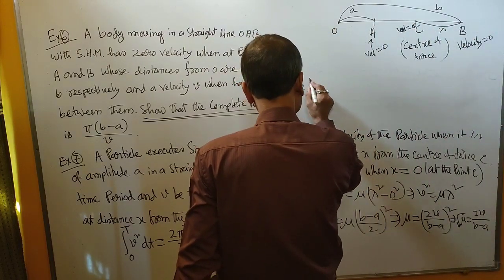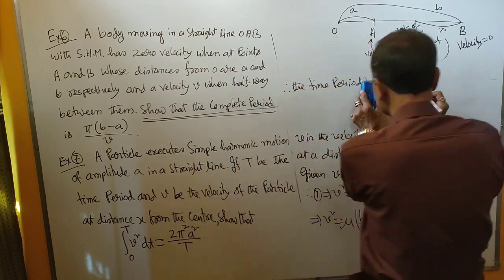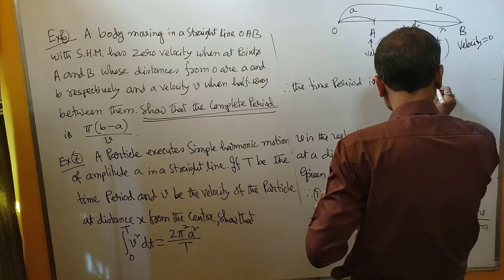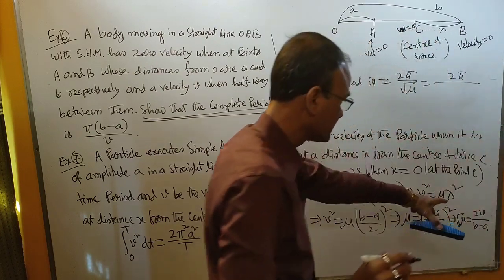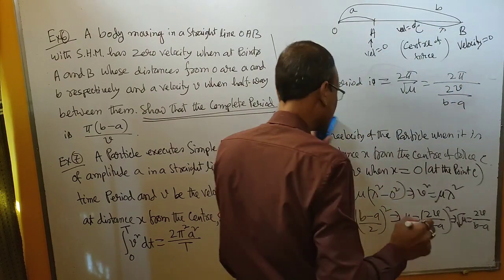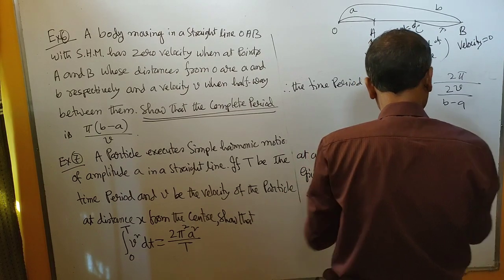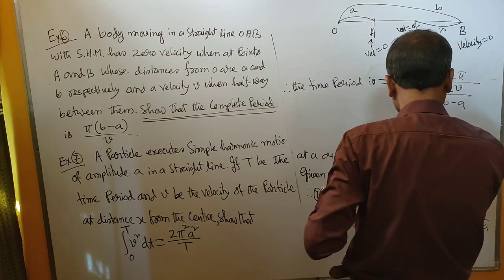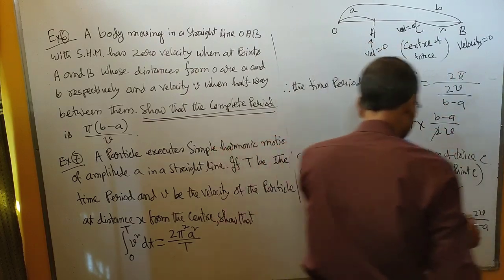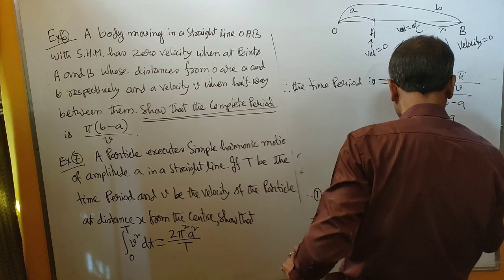The time period is equal to twice pi by root mu. This is equal to twice pi by root mu, which you may write as twice pi into B minus A divided by twice V. The 2 will be cancelled. Therefore, the time period is equal to pi into B minus A divided by V.